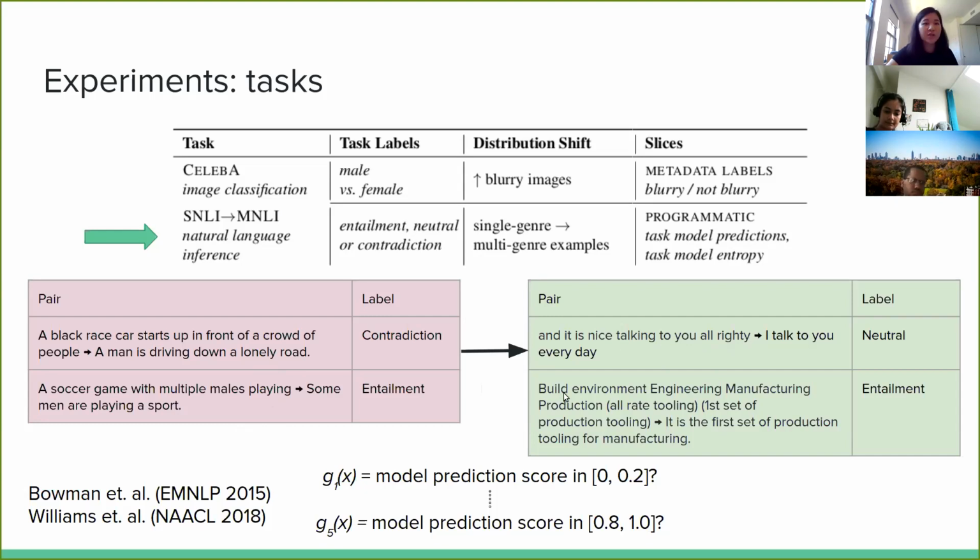The slices here are constructed in a pretty different way, as shown in the bottom here. What we'll do is look at the model score and do this sort of thresholding to construct several slices based on these buckets. So in a way, we're making a distinction among the data points on which the model does well or badly, because we can imagine the model does above 0.8 or whatever on the SNLI dataset a lot more than on the MNLI dataset. So here we're targeting differences based on model performance, with the hope that that captures the subtlety of the single genre to multi-genre change.